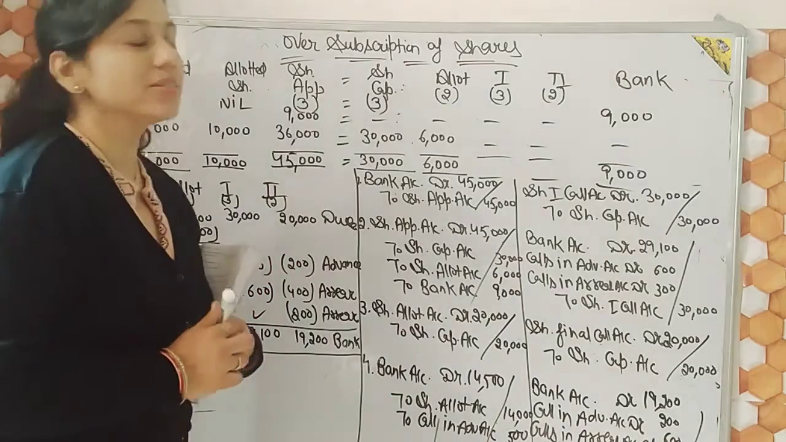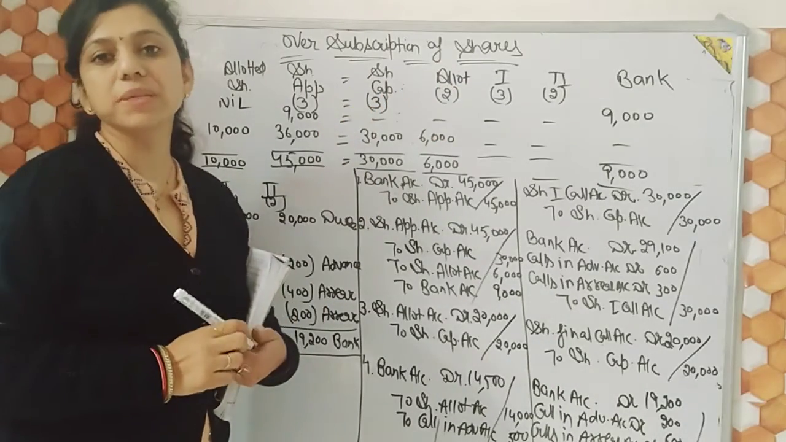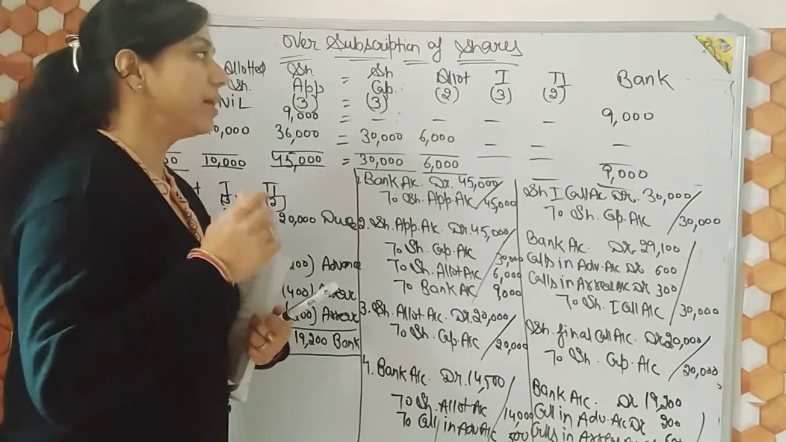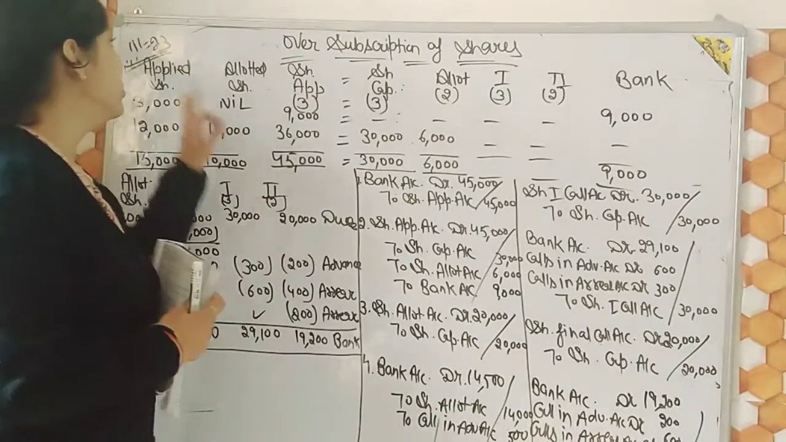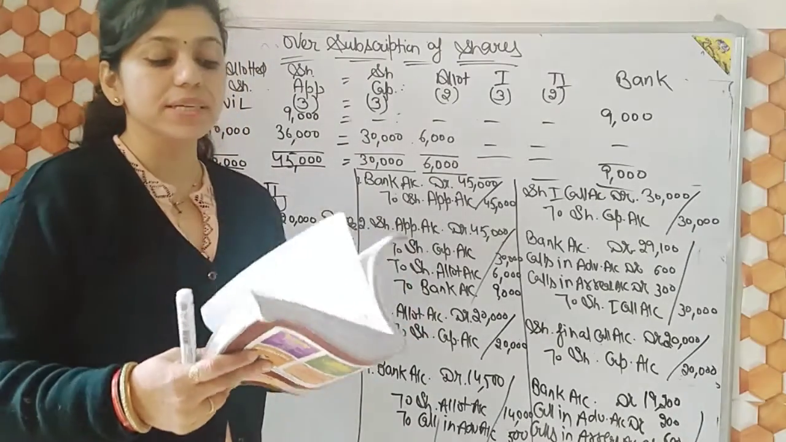Yes, good morning students. Today I am going to discuss oversubscription of shares. Oversubscription means when excess shares are applied for by the public when the company wants to allot fewer shares. So I am going to do illustration number 23. Follow first. What is the statement?